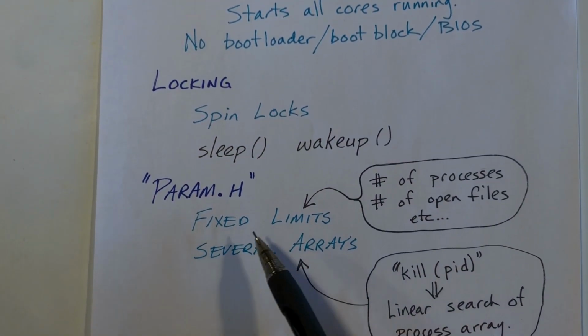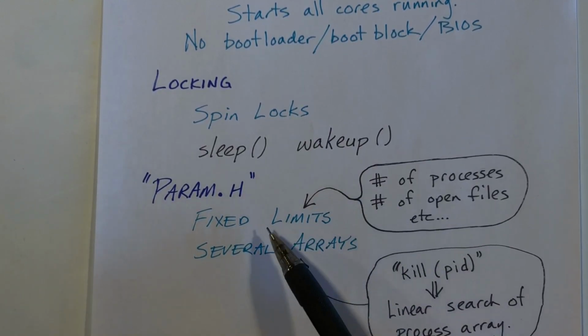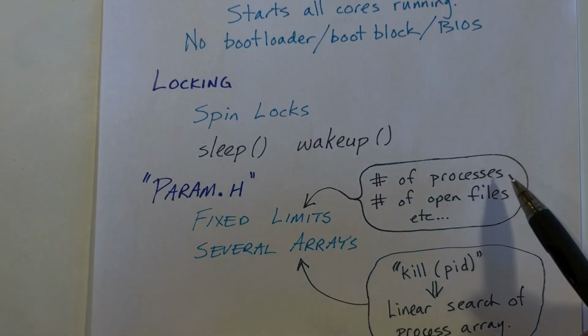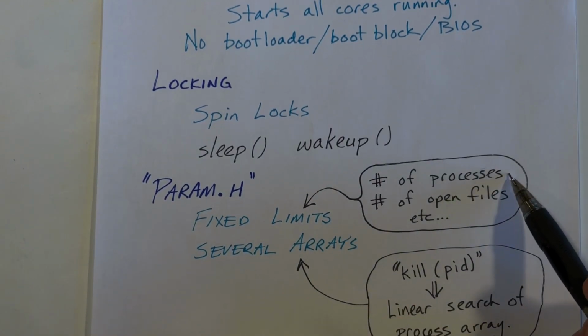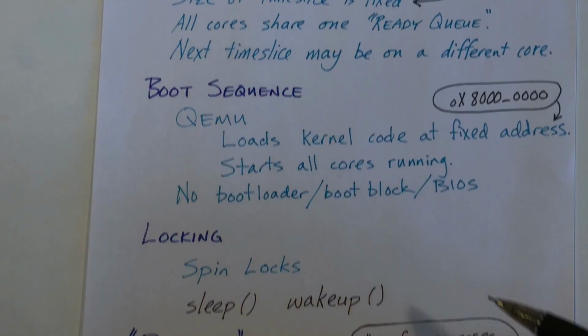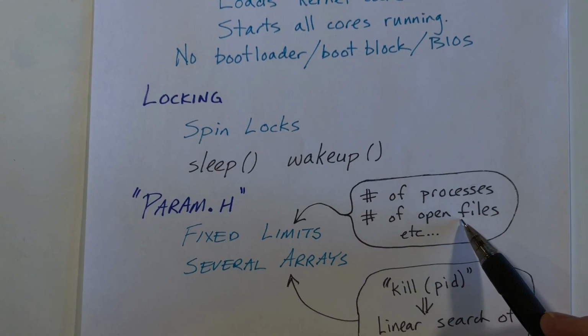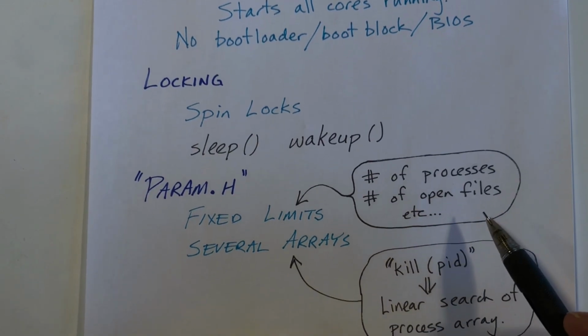xv6 has a number of fixed limits. These are declared with #defines. For example, the number of processes is just a fixed number. As I said, the ready queue is stored in an array, and that array is allocated with a fixed size. The maximum number of files that can be opened simultaneously is a fixed number, and so on.